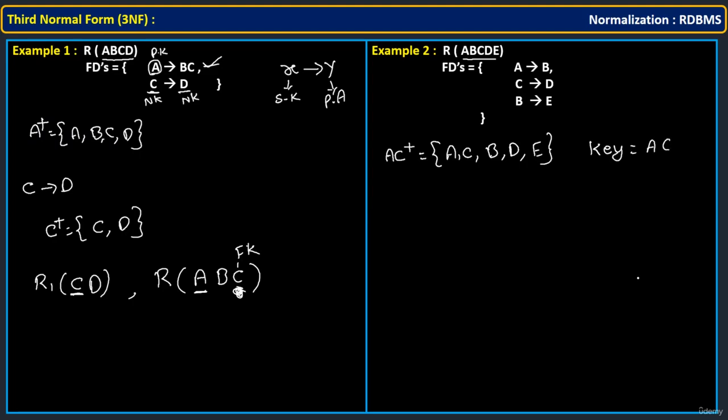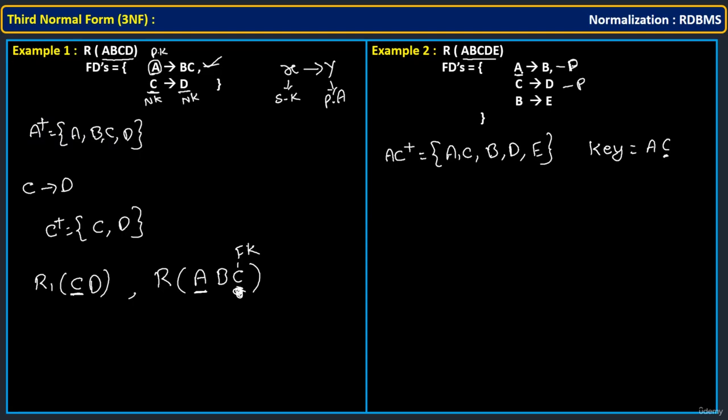Before going to check the third normal form, is it in second normal form? That is our rule, right? If you want to say it is in third normal form, first of all it must be in second normal form. But here, if you observe, A is a prime attribute, so this is a partial functional dependency. Is it or not? And C is also a prime attribute, so this is also a partial functional dependency. So first, to make this one in second normal form.